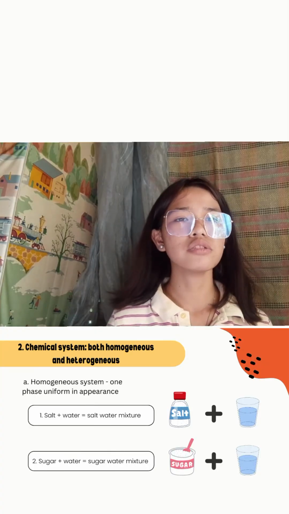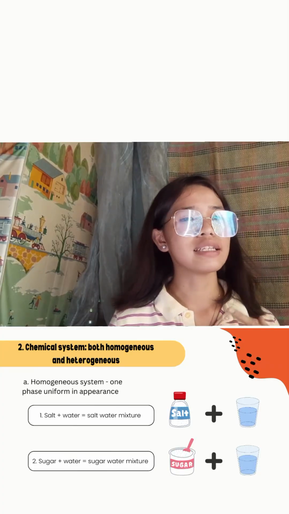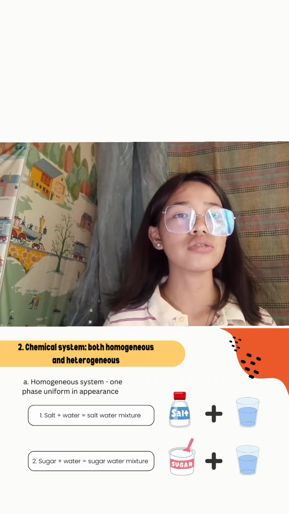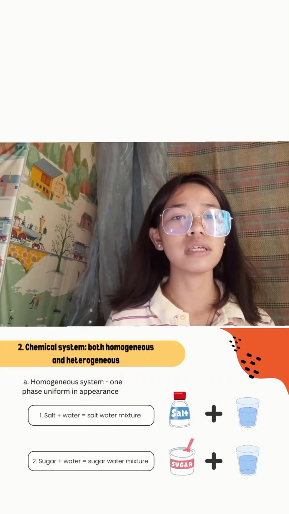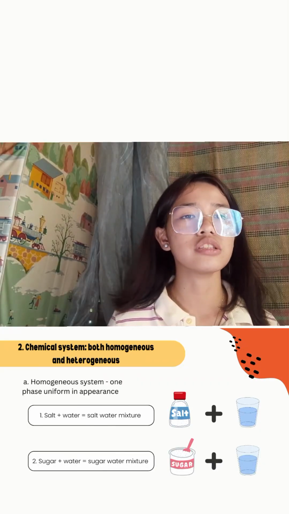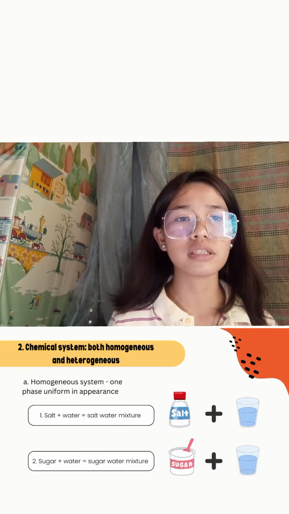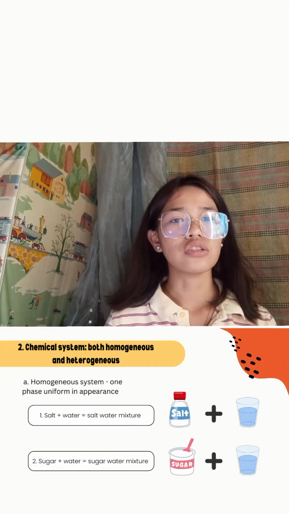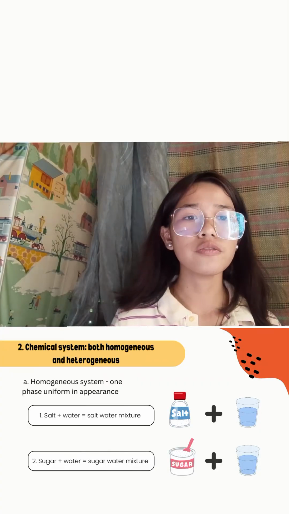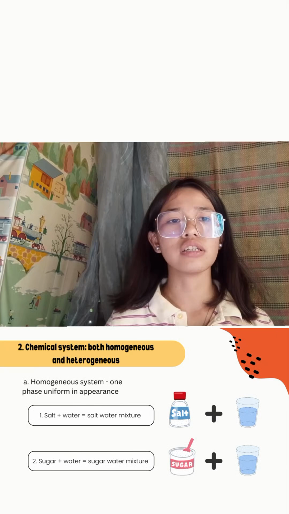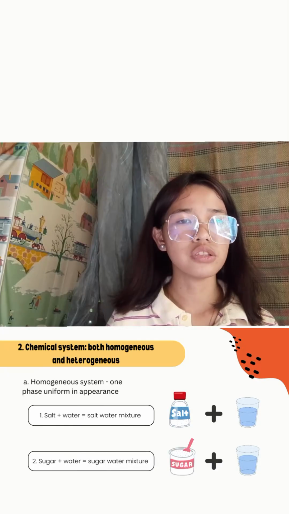So when we say homogeneous, it is one phase, uniform in appearance. Like the example earlier, the salt and water, if you see that it is uniform even though you mix it, it is called a homogeneous system. For example, salt and water, or the salt water mixture. Like in a glass of water, when you mix the salt and water, it mixes uniformly, in one phase. So that is called a homogeneous system.